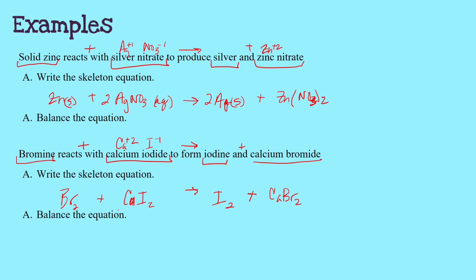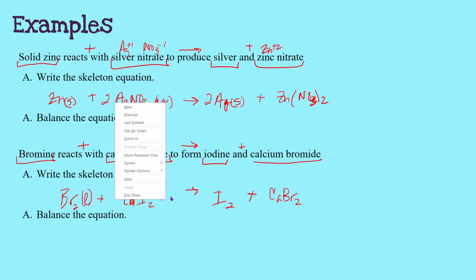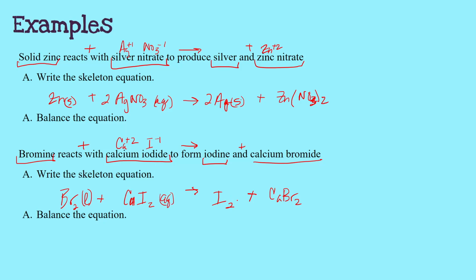All right. And then states of matter: bromine, if you'll remember from my big periodic table, is blue, so it's a liquid. Calcium iodide is going to be aqueous. Iodine is actually a solid. And calcium bromide would be aqueous also, I believe. And it's actually already balanced. Sometimes we get lucky and we don't have to do extra work.